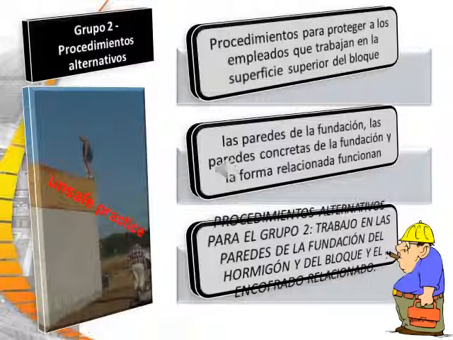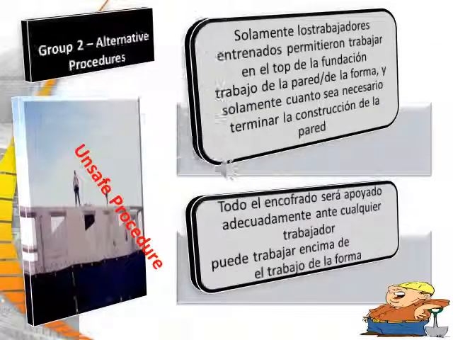Group 2 covers working on concrete, block, and foundation walls as well as related formwork. Only trained workers are allowed to work on top of the foundation wall or formwork, and only as necessary to complete construction of the wall. All formwork shall be adequately supported before any worker may work on top of the form.